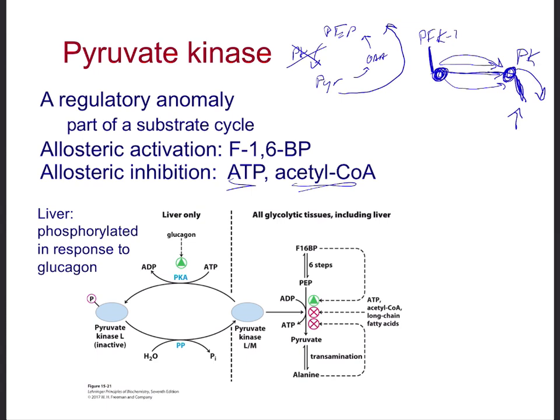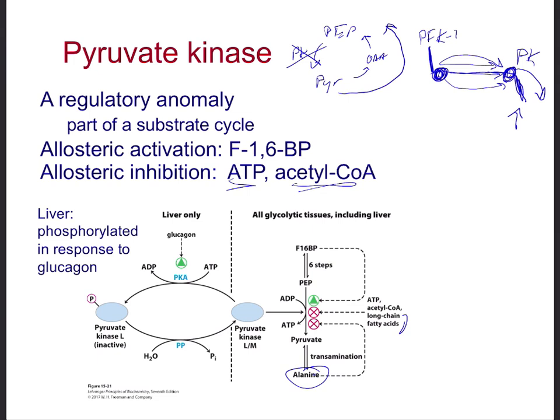There are a few other regulatory points as well. We see that alanine, because alanine can be converted by transamination into pyruvate, serves as an inhibitor. Long-chain fatty acids also have a regulatory effect. I'm not going to go into that right now, but we will see that when we get to the control over fatty acid synthesis later.